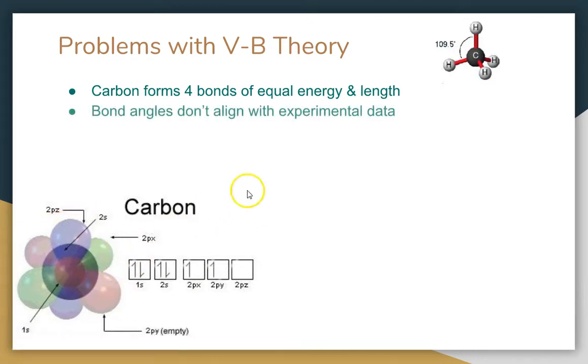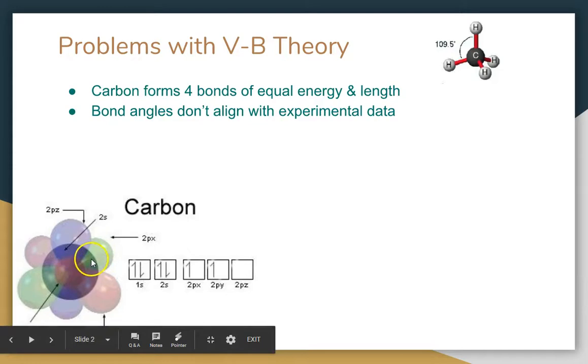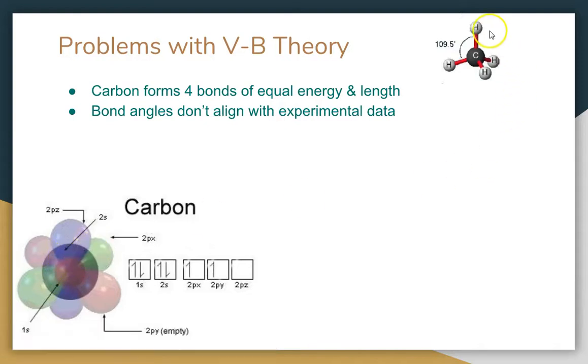The other problem is that the bond angles don't align with the experimental data as predicted by valence bond theory. Because these are in the px, py, and pz planes, we would expect 3 of the bonds to be at 90 degrees, and then the 1 from the s being at, I don't know, maybe 180 degrees or something like that, right? But we know from experimental data that all of the bonds are equal. They're all 109.5 degrees. So here's another look at our orbital diagram.